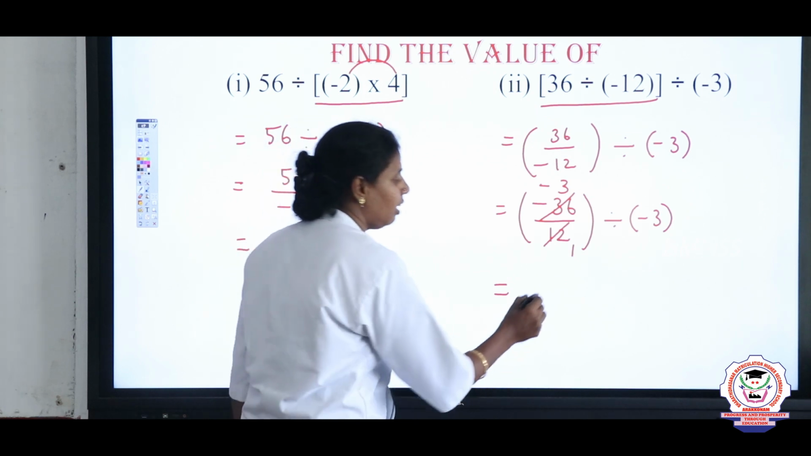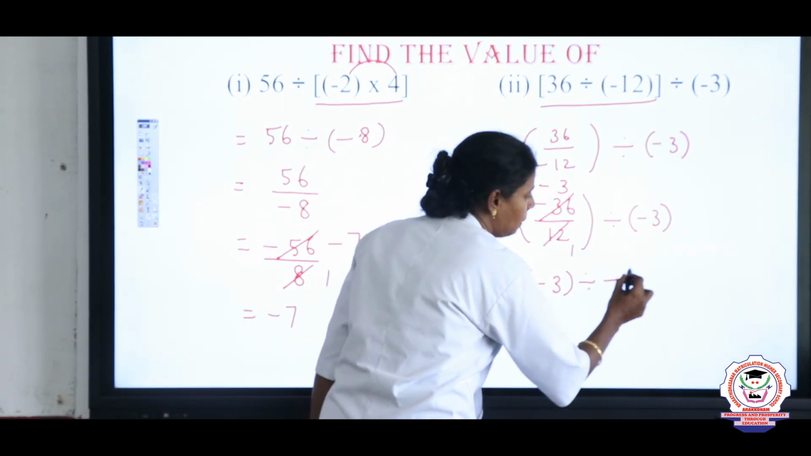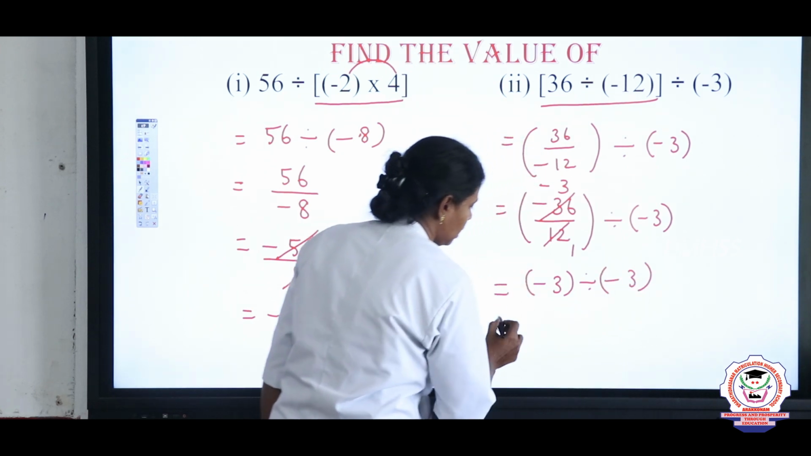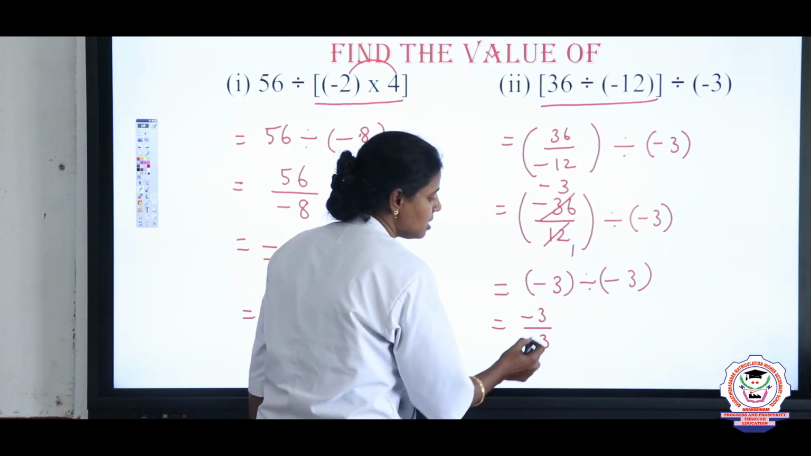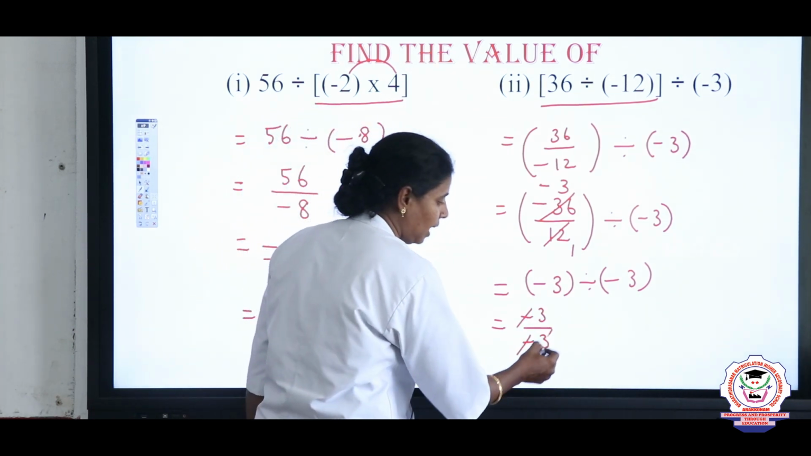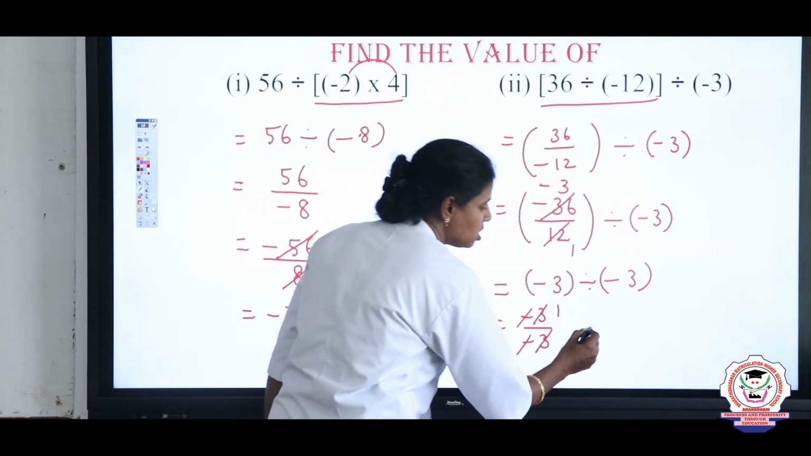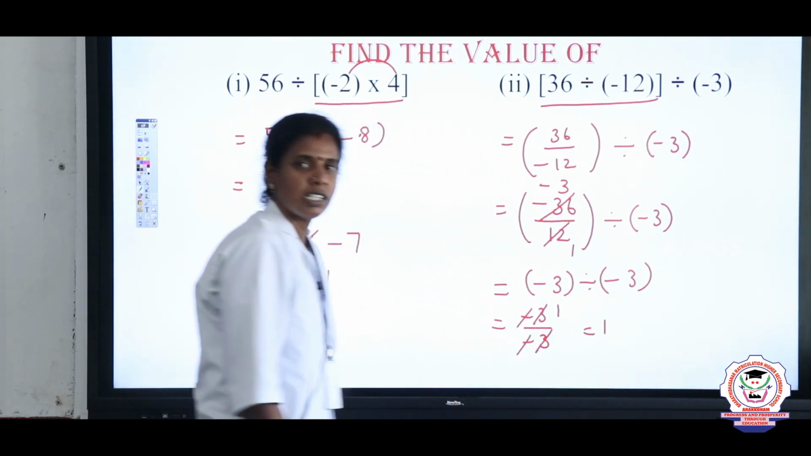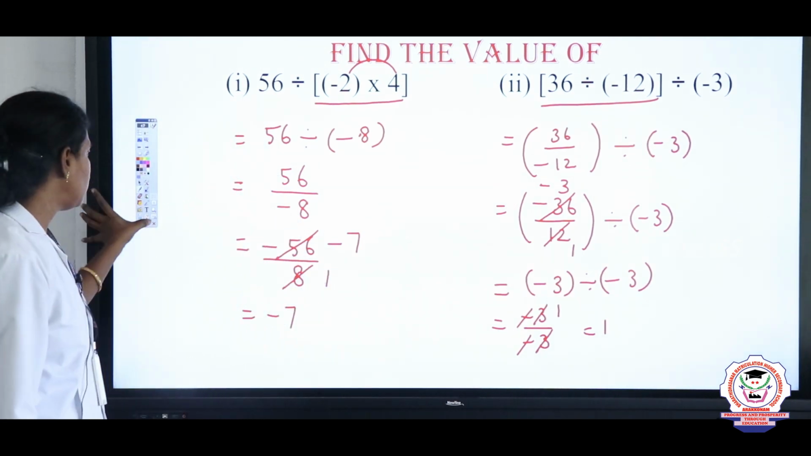Minus 3 by 1 we can write as minus 3 divided by minus 3. So, minus 3 divided by minus 3: minus will get cancelled, and 3 and 3 can be cancelled in 3 table, that is 3 ones are 3. Therefore, what is the answer? Answer is 1. Is it clear how to solve the given question?